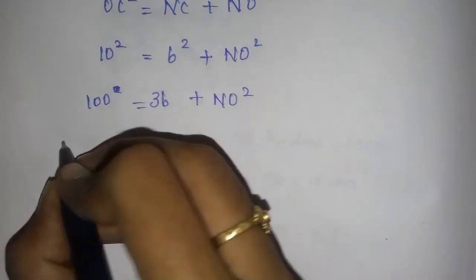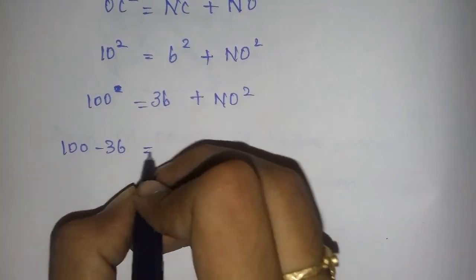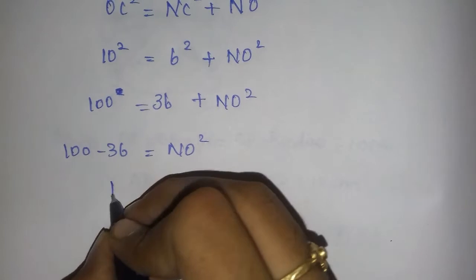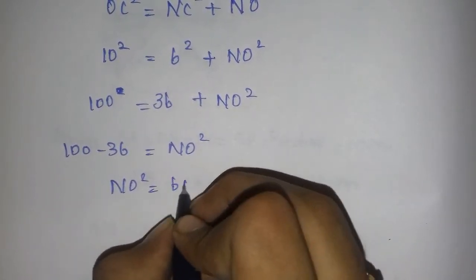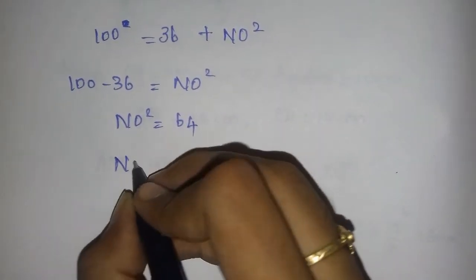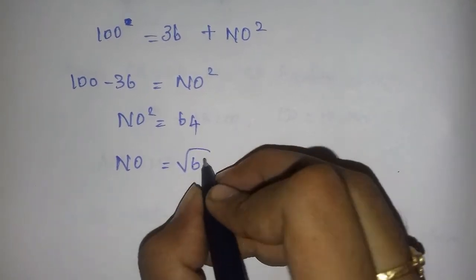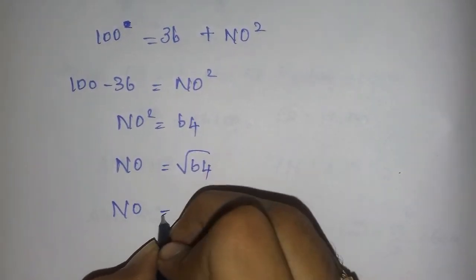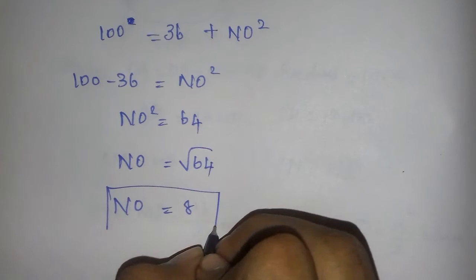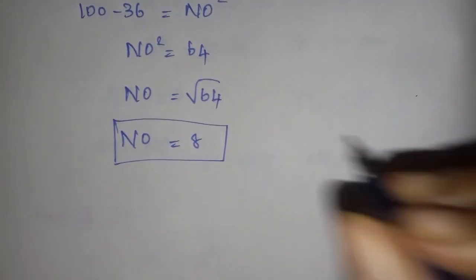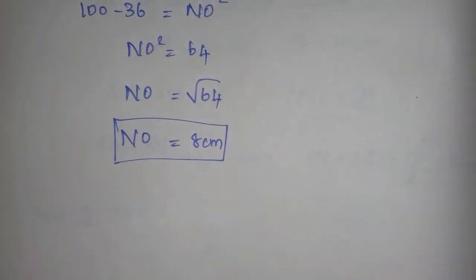So, next step what will you do? 100 minus 36 is equal to NO square. So, NO square is equal to 64. What is the value of NO? NO is root 64. That is NO is equal to 8. So, now we got the value of NO.